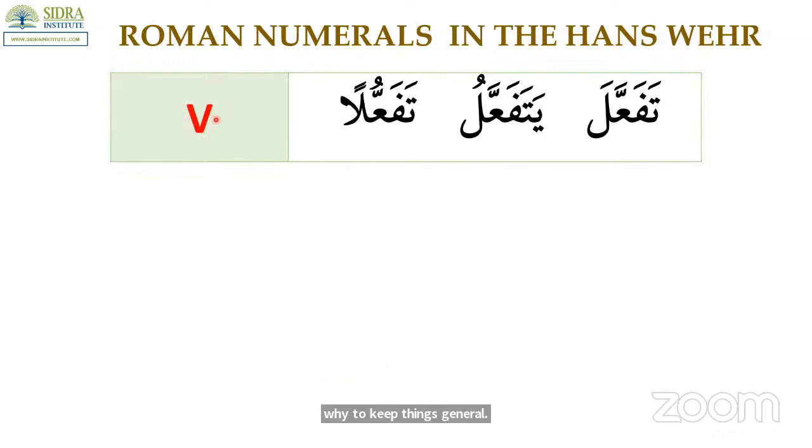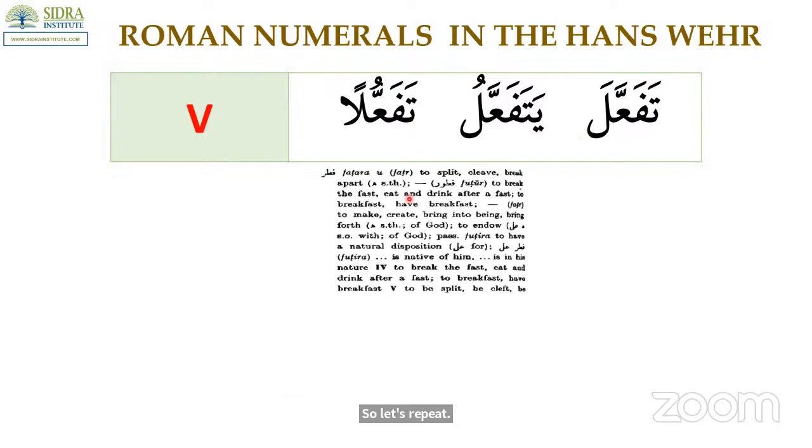Now in the Hans Wehr dictionary we also have number 5. So this is verb pattern 5. When we see 5 in the dictionary, it signifies this scale of a verb: تفعل يتفعل تفعلا. So let's repeat: تفعل يتفعل تفعلا. Okay, so let's look at an example.